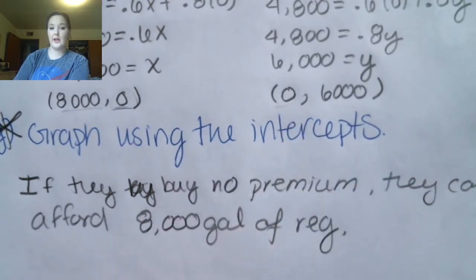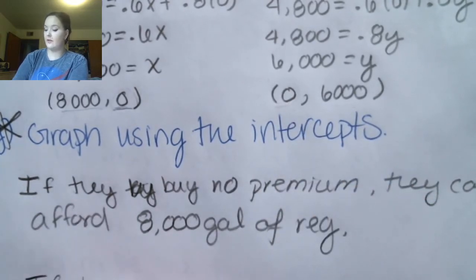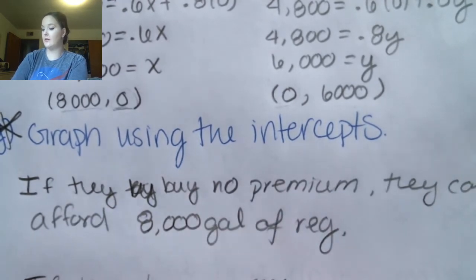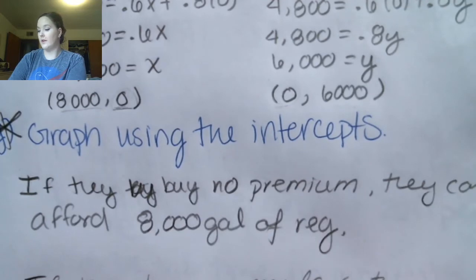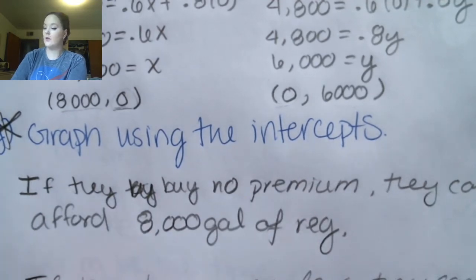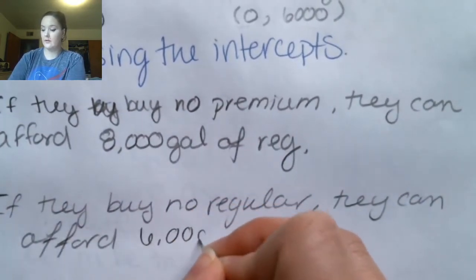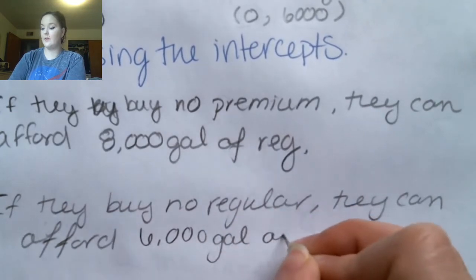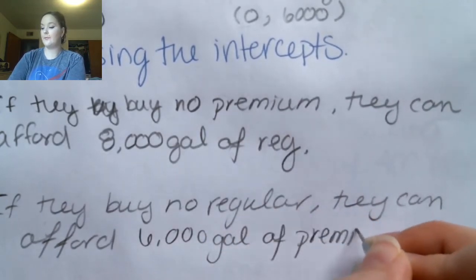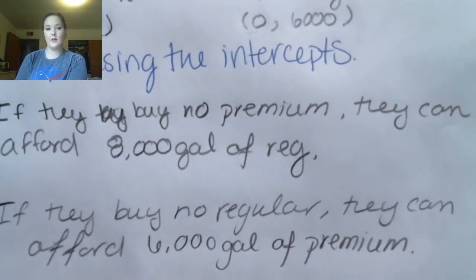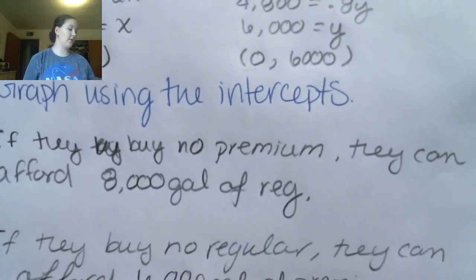We're going to talk really similarly about this. The 0 is how many gallons of regular, so we would say if they buy no regular, they can afford 6,000 gallons of premium. All right, and the last thing we're going to do is graph using the intercepts.